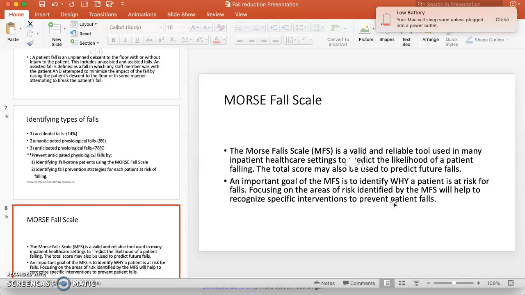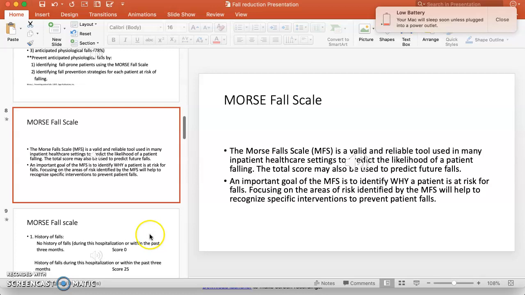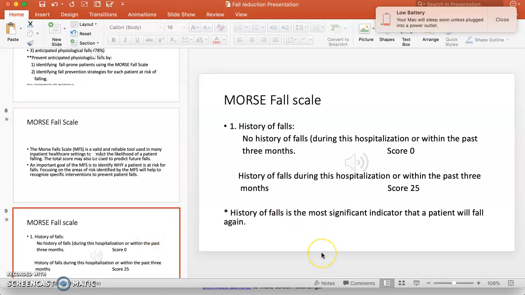The Morse fall scale has been proven in literature to be a valid and reliable tool. It's used in many healthcare settings in the United States and around the world. The Morse fall scale helps us to identify why a patient is at risk for falls, and then once we find out why they're at risk for a fall, we can set up strategies to prevent that fall. So the first variable is history of falls.